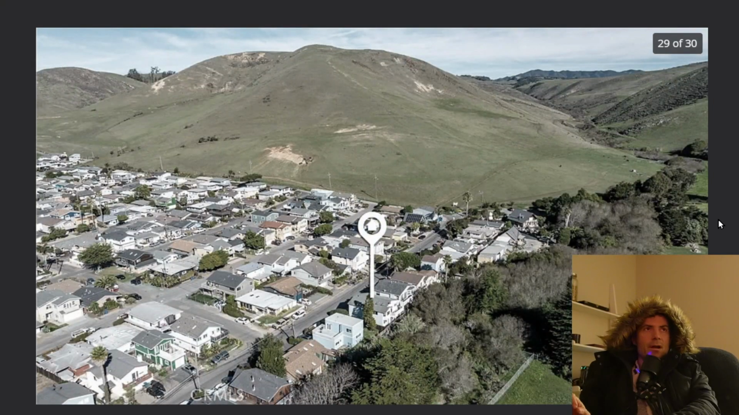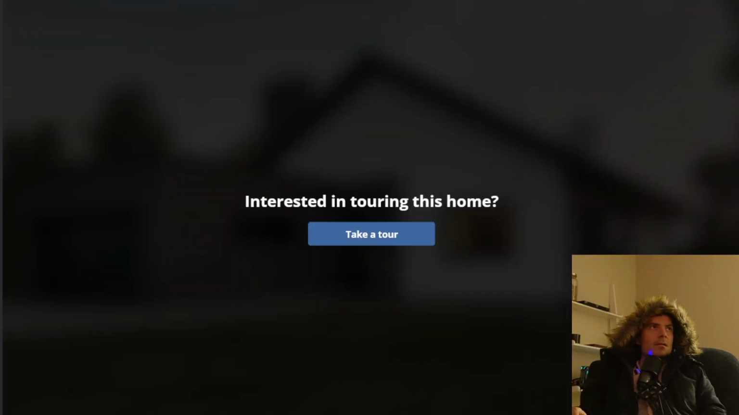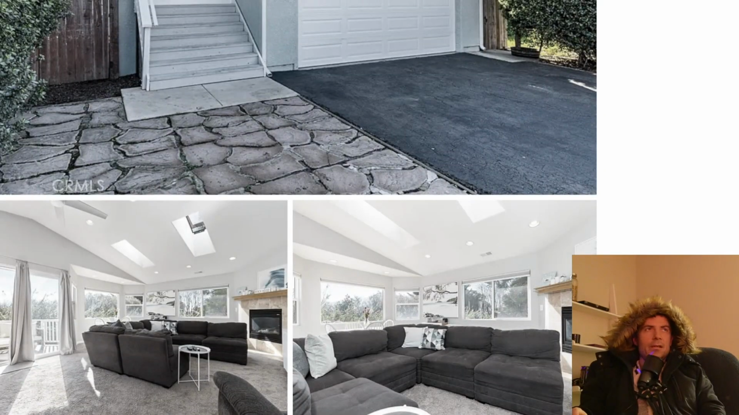Why couldn't I have inherited this house? I just need one. There's so many. But we got to get the address and take a closer look at that. Back to the listing.